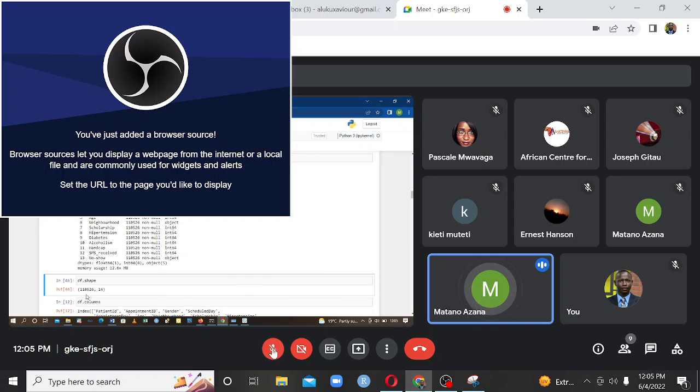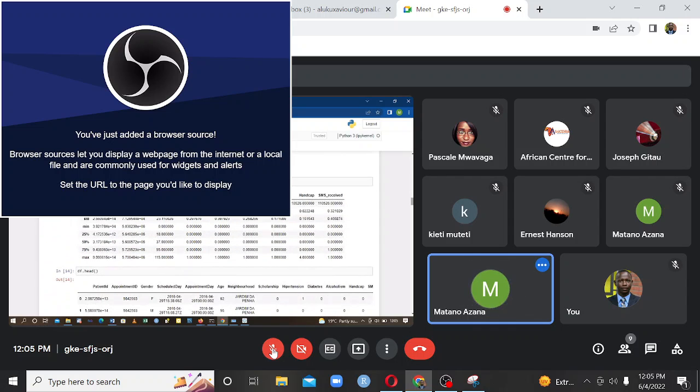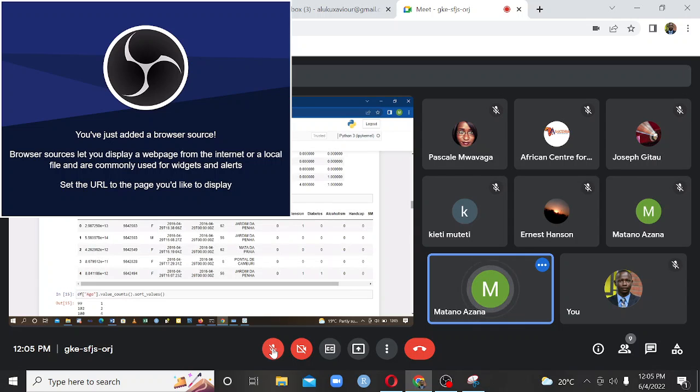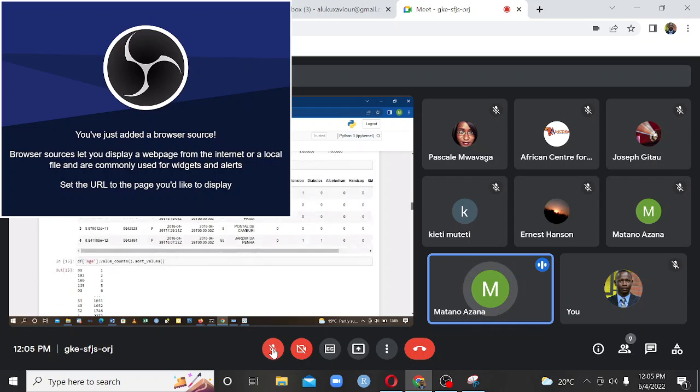So the shape changed from 110,527 to 110,526. I checked the summary again, and as you can see, the minimum age has changed from -1 to 0, since it doesn't make sense for someone to be aged -1, so that must have been an outlier. I proceeded to check the top 5 patients, and the data was unchanged at that point.